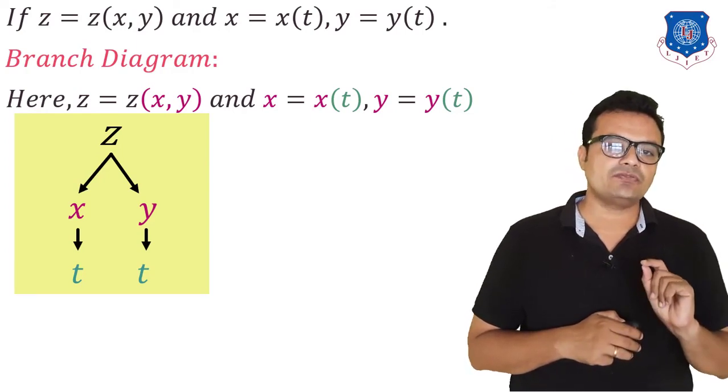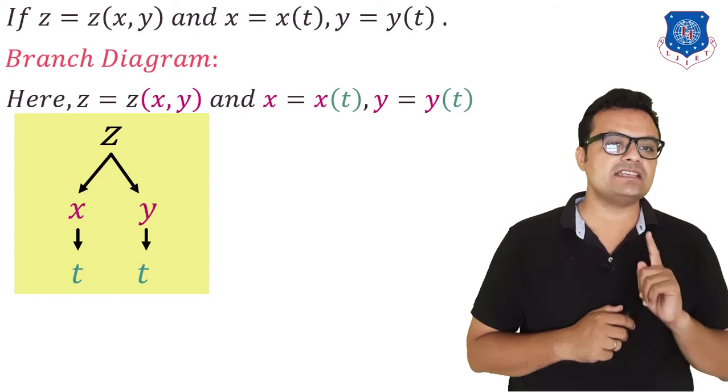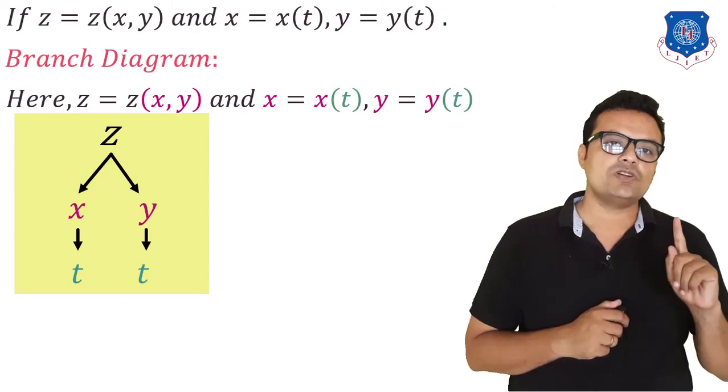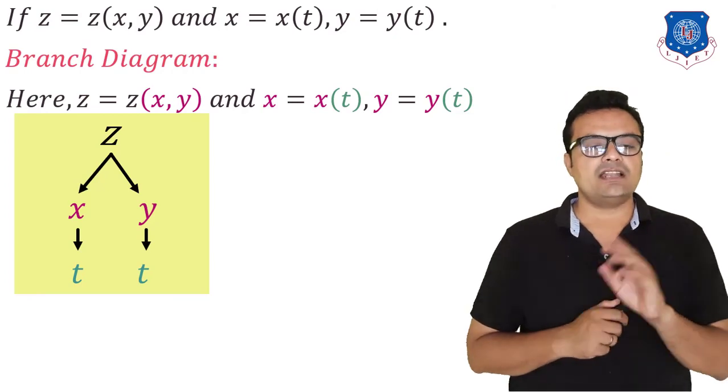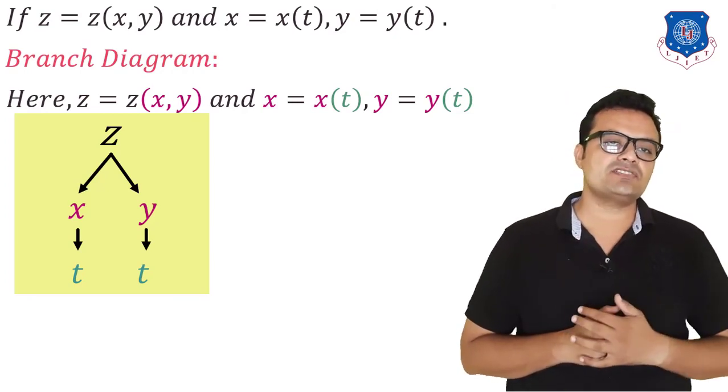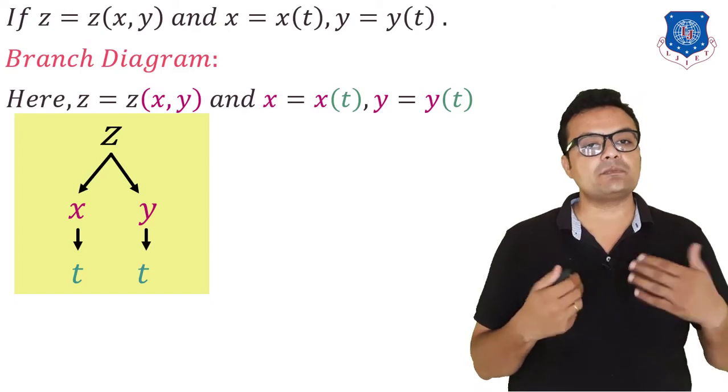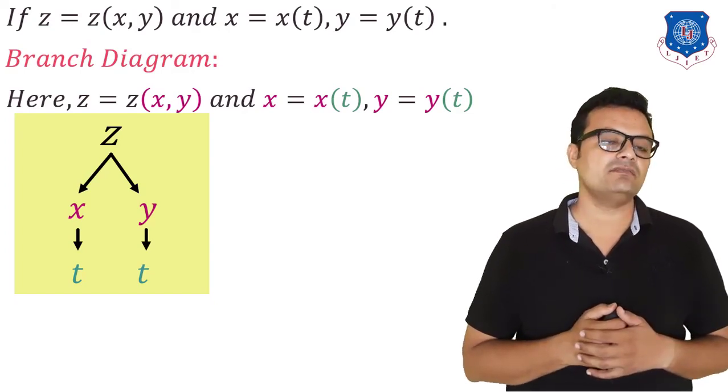Now here I can find only one possibility, which is dz by dt, as we have only one dependent variable z and only one independent variable t. And how many components will be there in addition into this formula, it is depending upon total number of intermediate variables.